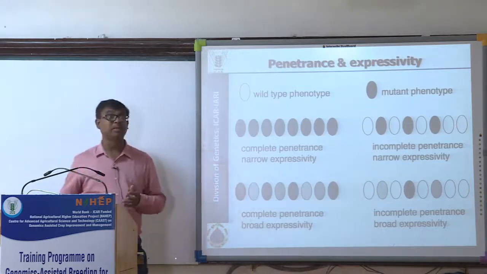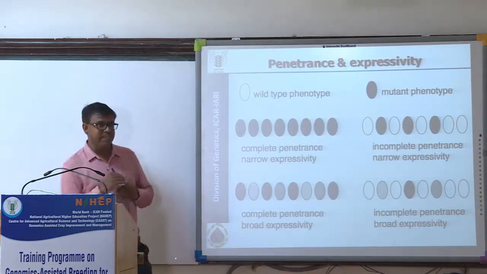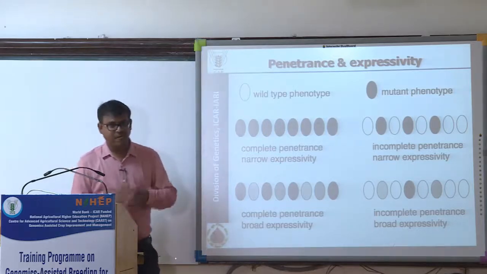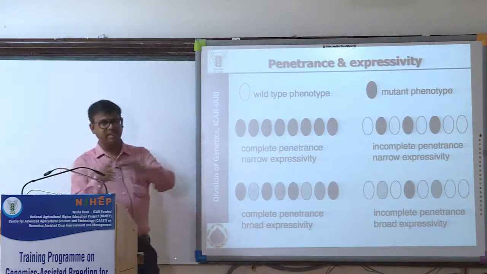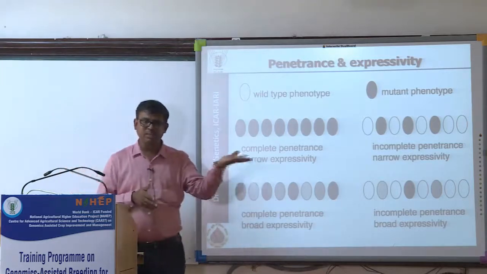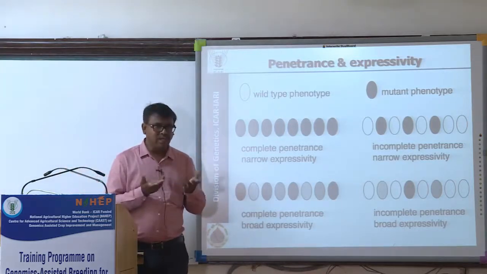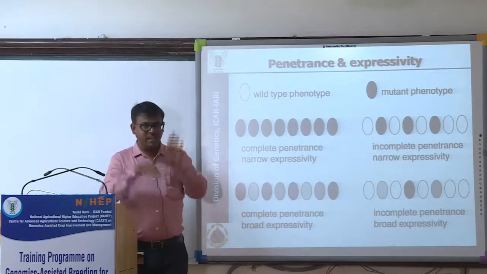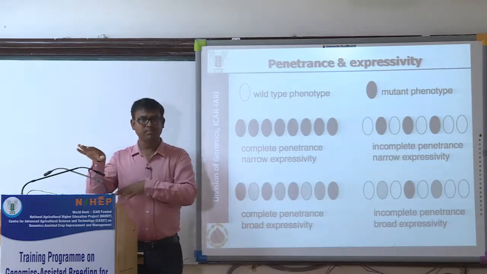Similarly, another thing is expressivity. What is expressivity? It's the degree of expression, right? So 90% is giving red color, but the question is whether the red color is uniform or variable. If it is uniform, we'll call it uniform expressivity. If it is varying, we call it variable expressivity.